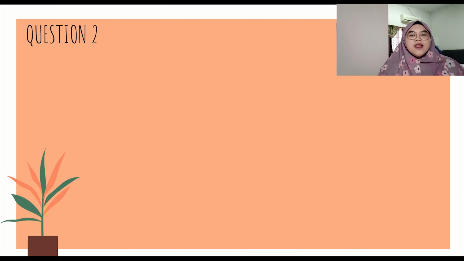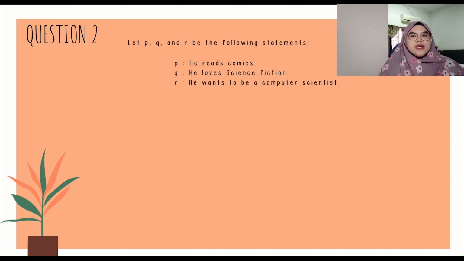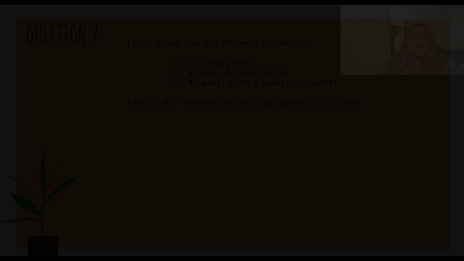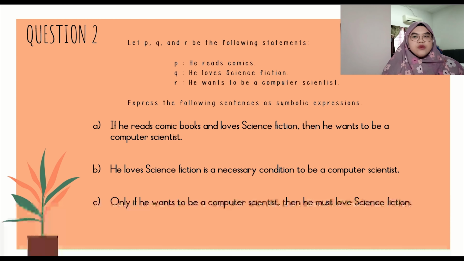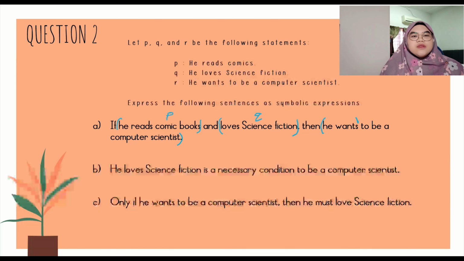Question 2. Let P, Q, and R be the following statements. P: He reads comics. Q: He loves science fiction. And R: He wants to be a computer scientist. Express the following statements as symbolic expressions. For question A, if he reads comic books and loves science fiction, then he wants to be a computer scientist. So first, we need to identify which is P, Q, and R from this sentence. Here, we can see that he reads comic books is P, loves science fiction is Q, and he wants to be a computer scientist is R.